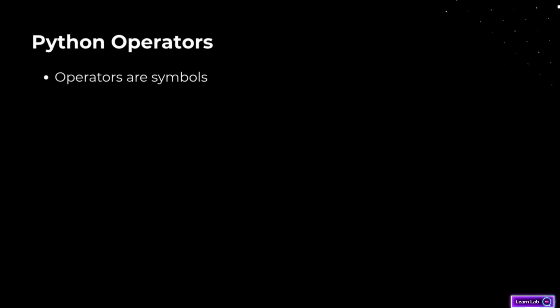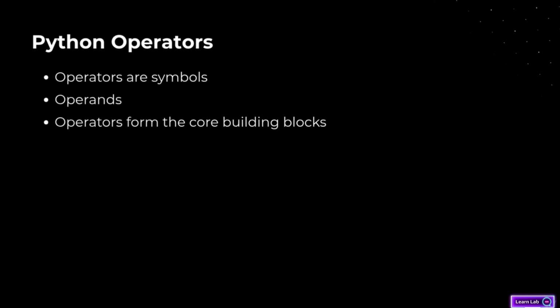Python operators. In Python, operators are symbols that perform specific operations on values and variables. The values or variables on which these operations are carried out are called operands. Operators form the core building blocks for implementing logic in a program within the given programming language.